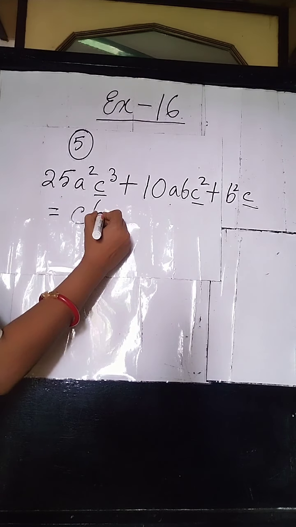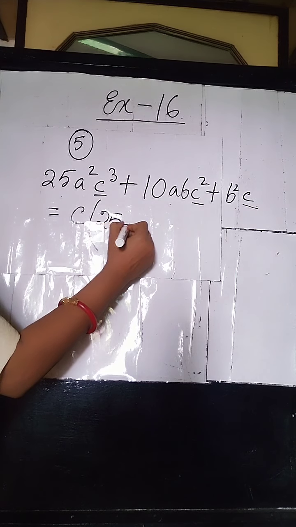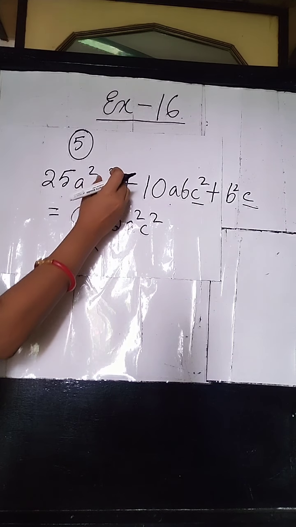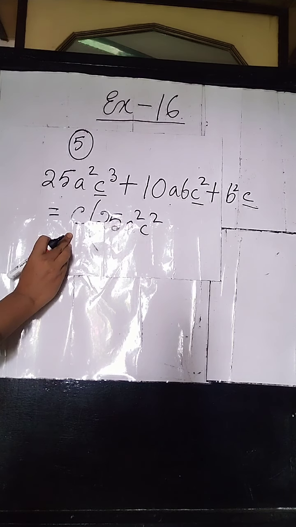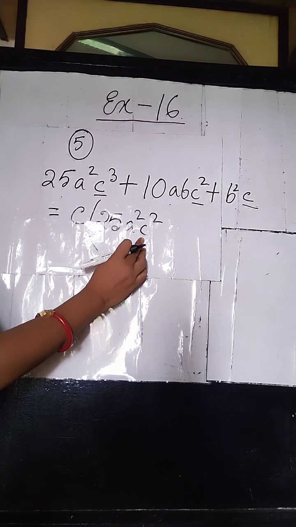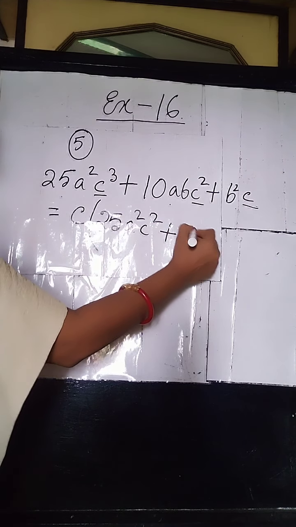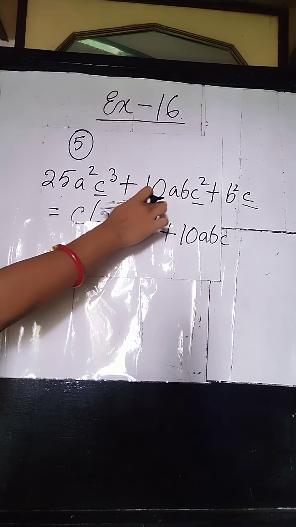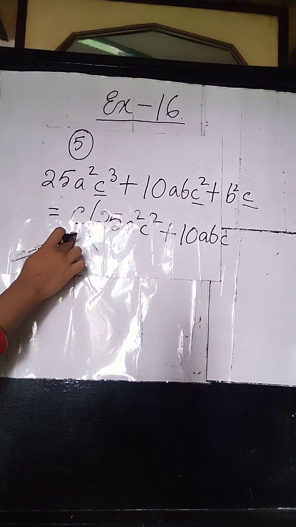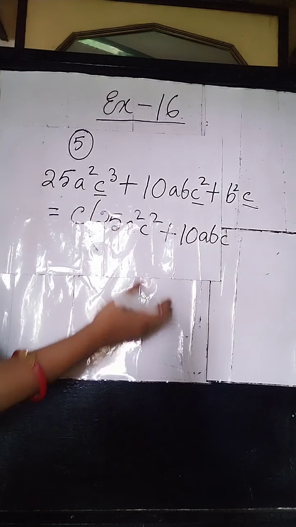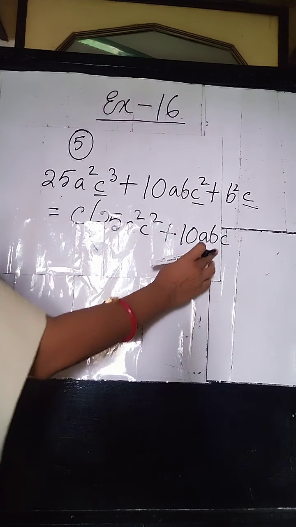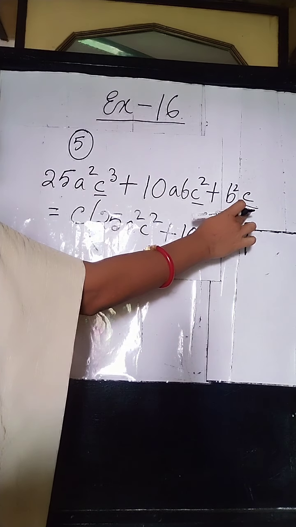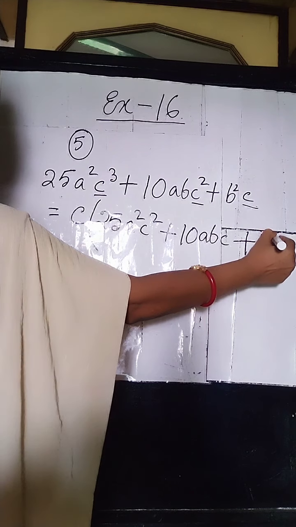So what is remaining inside the bracket? Remaining is 25 a square c square. Why c square? Because out of this c cube, one c has been taken out as a common factor. So c square is remaining inside the bracket, plus 10 a b c. Why c? Because c square is there and one c has been taken out as a common factor outside the bracket. So c square minus c, the leftover is c to the power 1, that is only c, which is kept over here. Now the last term is b square c. C has been taken out as a common factor, so remaining is b square.